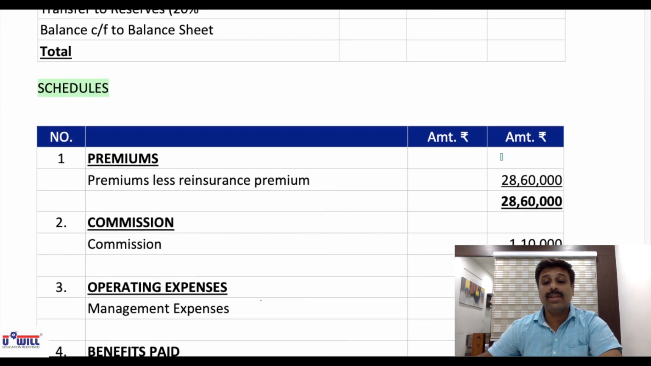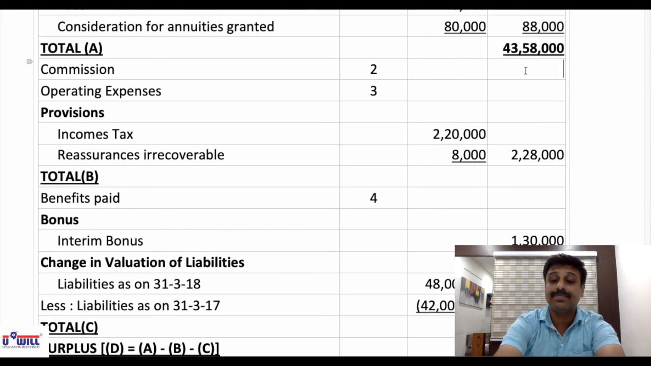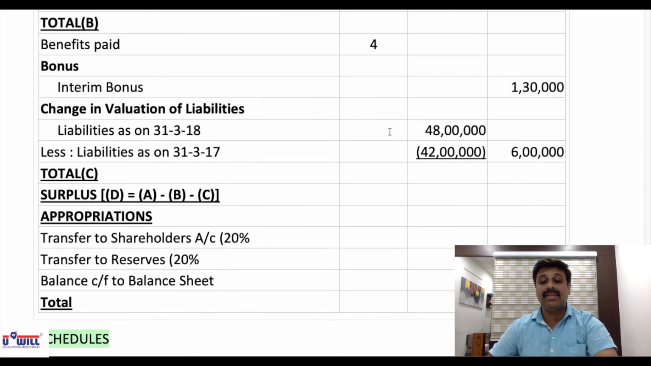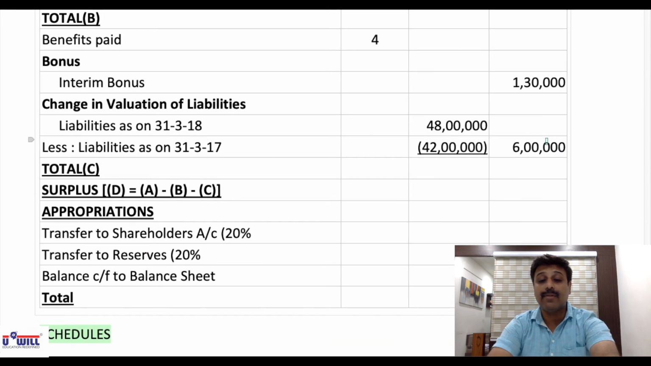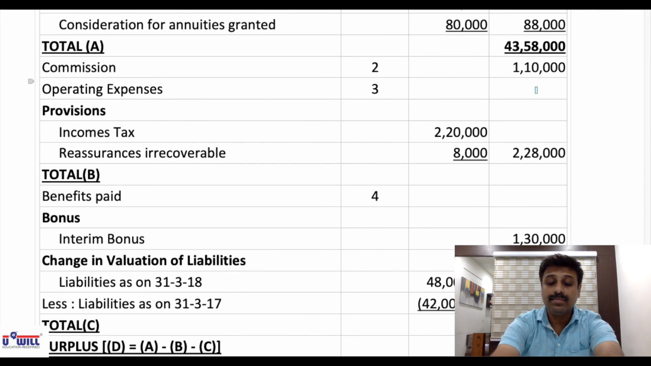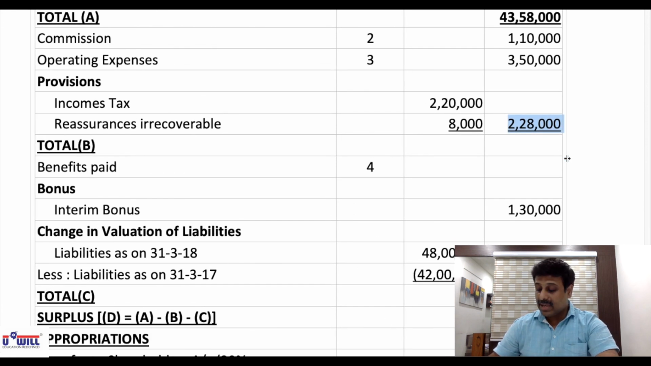Then commission we have in schedule 2 rather. Premium is taken. Now commission is 1,10,000. Operating expenses we have in schedule 3, 3,50,000. Provisions we have already written. Now the total of B: 1,10,000 plus 3,50,000 plus 2,28,000. That is 6,88,000. So the B part is also done.